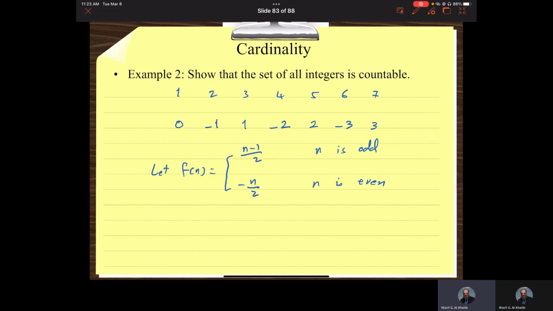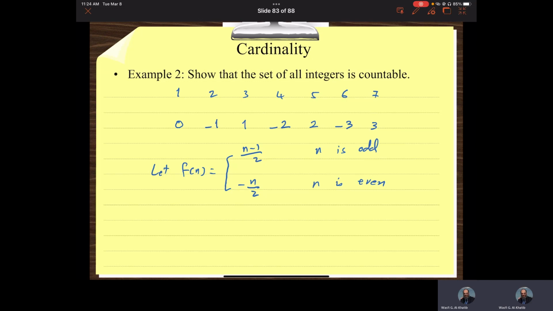Now, are you convinced that this function is a one-to-one correspondence from Z plus to Z? If you give me any element in Z, I can find which element maps to it, right? If it is positive, I know it's an odd number. If it is negative, I know it's an even number. And I can get it.